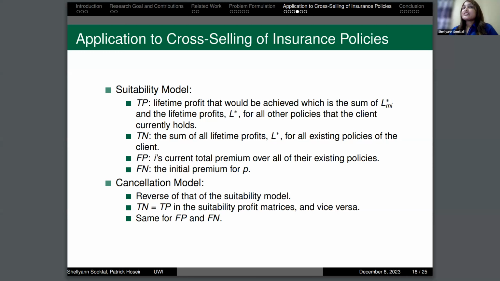And then the cancellation model's profit matrix is simply the reverse of the suitability model's matrix. So for example, what is true negative in the suitability model will just be true positive in the cancellation model and vice versa.